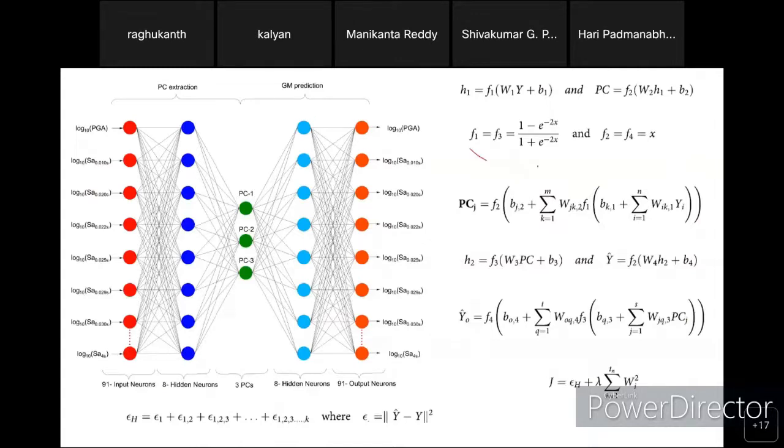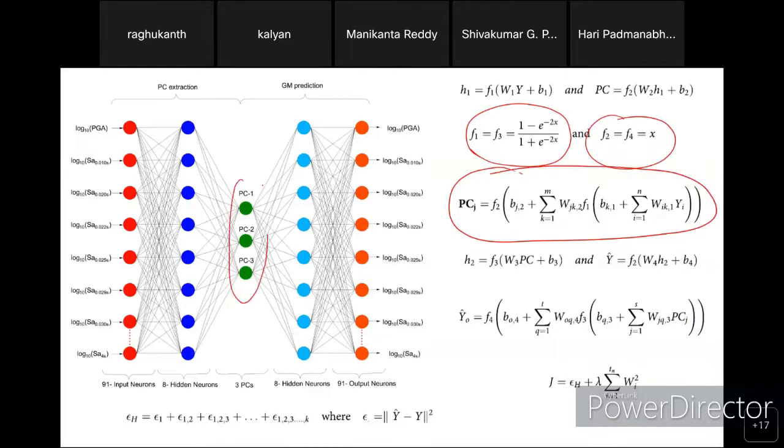So now F1, F3, these are the tanh hyperbolic functions, and you can see PC, JC. So our PCs are this one, okay? In the network, the input is the same and the output is also the same, but we are not interested in the input and output. We are interested in the bottleneck layer actually. So these are our reduced dimensions, okay?